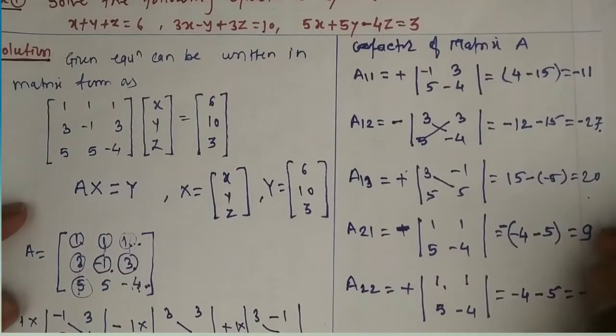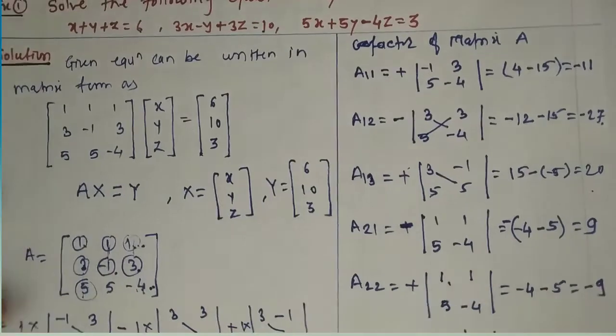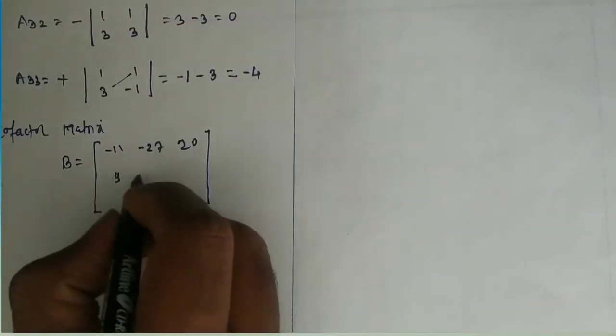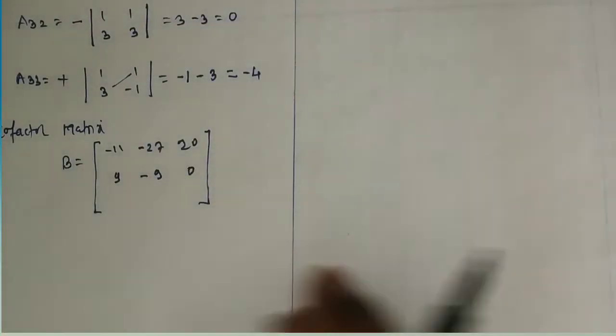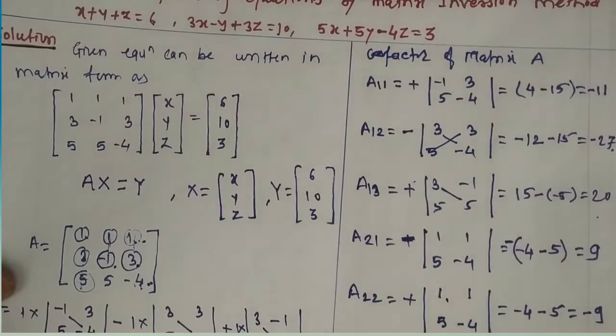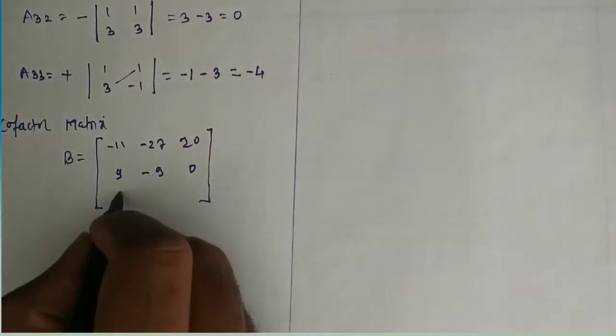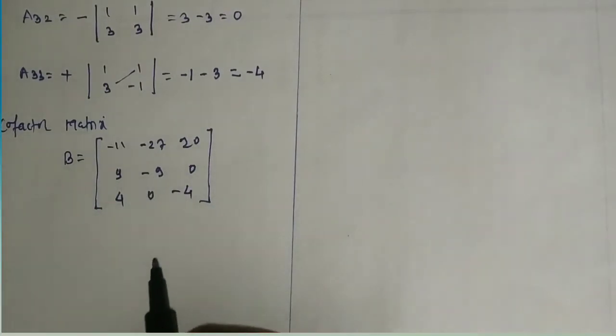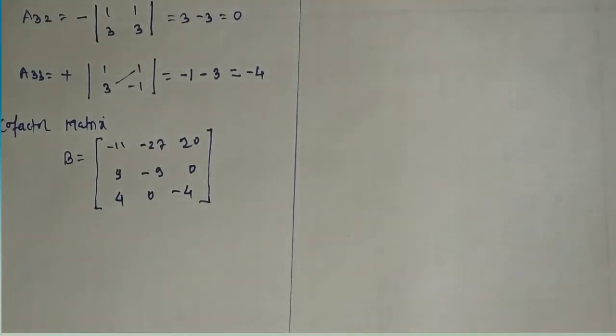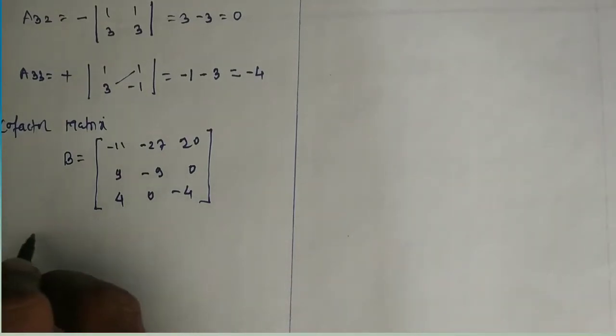The second 3 elements, A13, right? So 9, minus 9, 0. And the last 3 elements: 4, 0 and minus 4. So I already told you how to write the cofactor matrix. Just write all the elements in a row, and you will get the cofactor matrix.